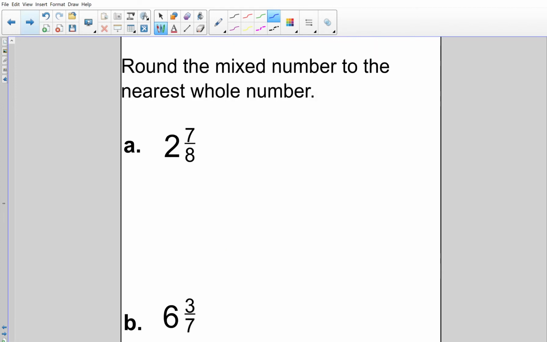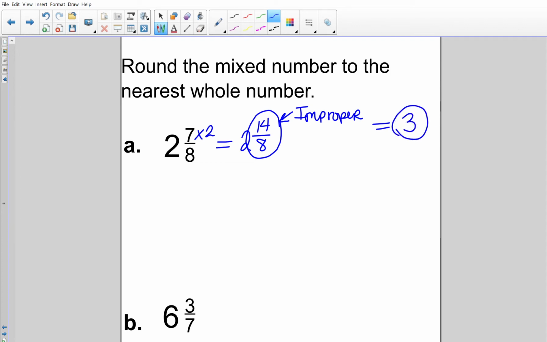Okay, so we are going to round these to the nearest whole number. So my first step was to multiply the numerator by 2. So I'm going to multiply just the 7 by 2. So this creates a new fraction of 2 14/8. What I'm looking at is this fraction here. By multiplying by 2, it created an improper fraction. So since this is improper, I'm going to drop the fraction part and just round this to 3. So now this rounds just to 3. Okay, so let's look at the next one.